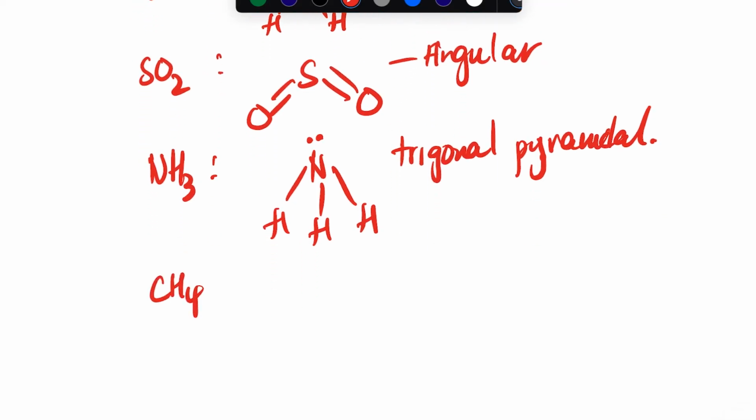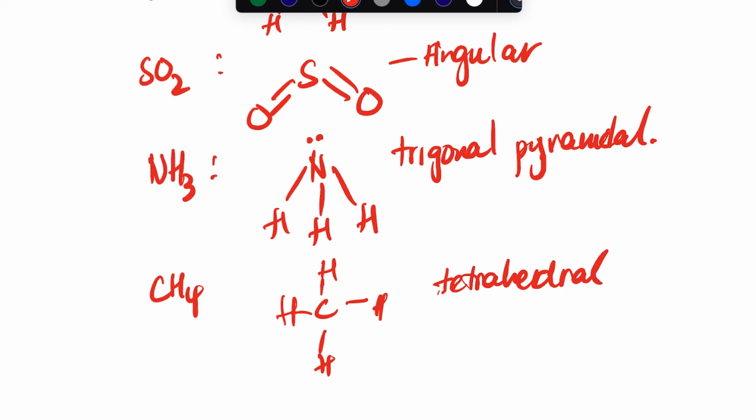Okay, and CH4, guys, look at all those shapes from your notes. It's very important to know all of them. So this one is tetrahedral, and it's very important to know it. What else that you need to know, guys? Look at all the shapes that you need to know from the notes, and it's very important.